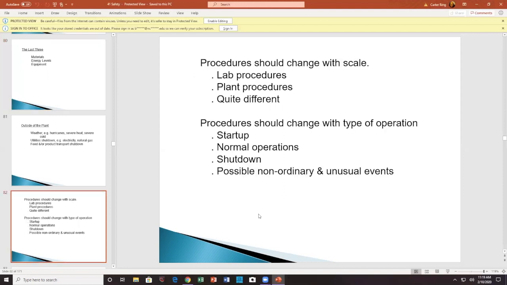You should also recognize procedures should change with size. Lab procedures are not meant for plant. Plant lab should be quite different. And they should have procedures for startup, normal operations, shutdown procedures, possibility of non-ordinary and unusual events. T2 accident, they lost cooling water simply because they relied on city water and the city water wasn't available.